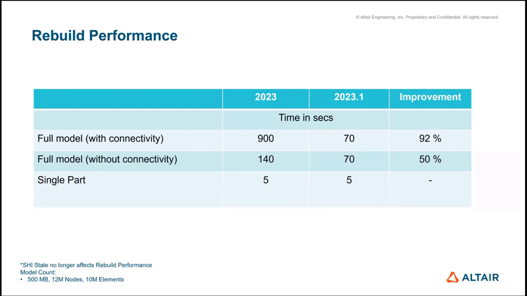It's now taking 70. If you destroy the connectivity, so it's a disconnected part in that same environment, it used to take 140 seconds. It's now taking 70 seconds. And obviously the benchmark here is 5 seconds, which is a part in isolation in an empty session by itself. For context on this model that we were running here, the model size was about 0.5 gig. There were 12 million nodes and 10 million elements. So it was quite a reasonably sized model, I would say. They should see a significantly better improvement in terms of performance.